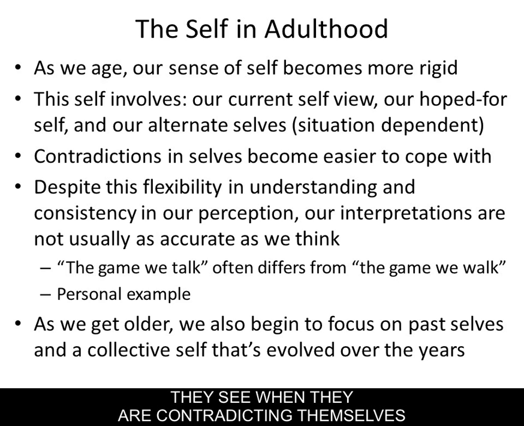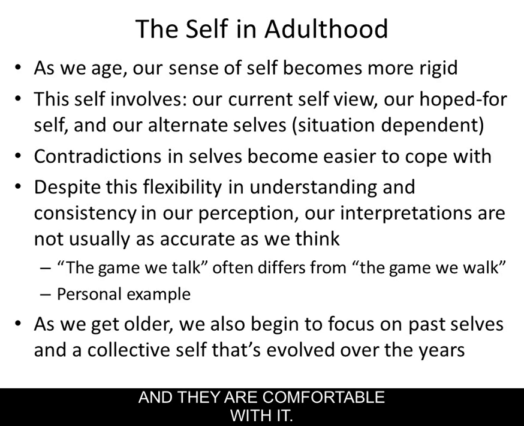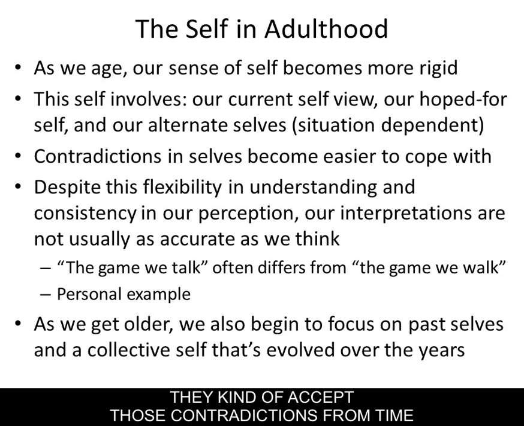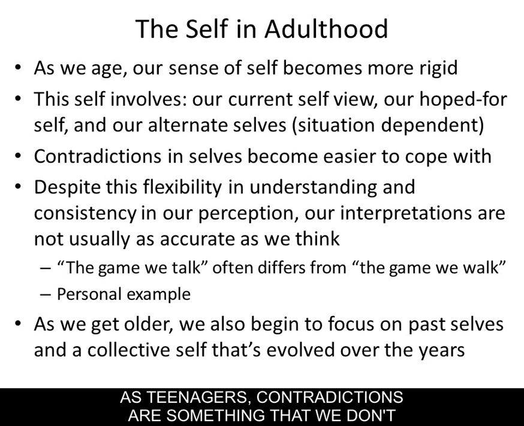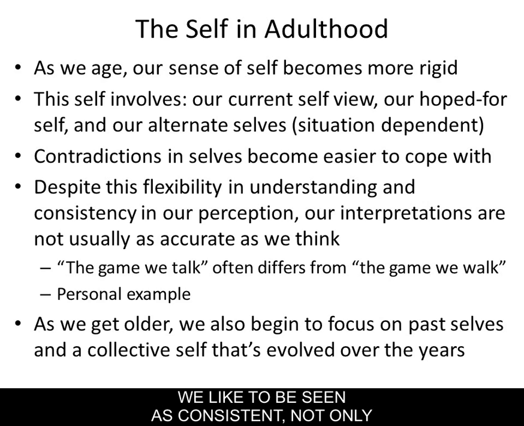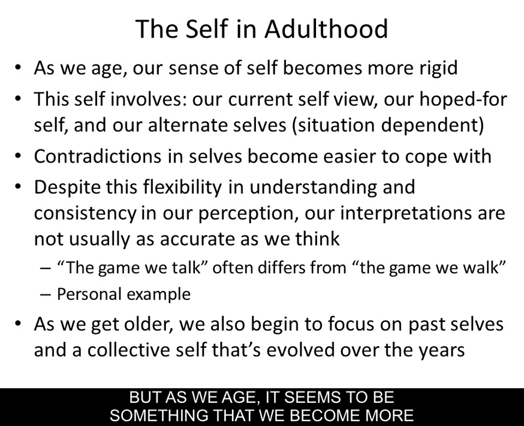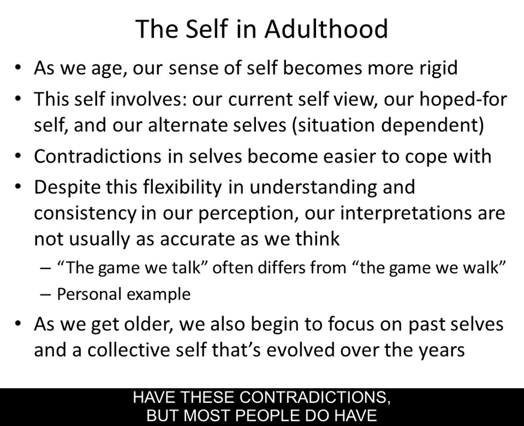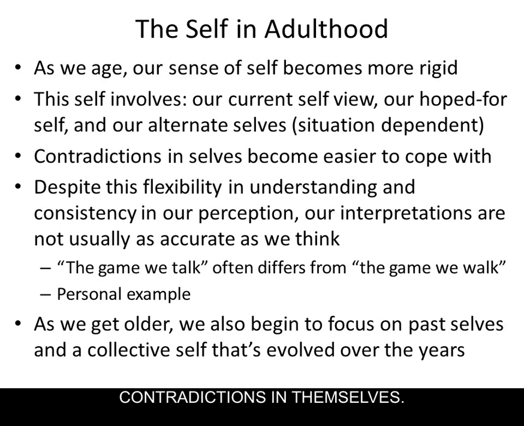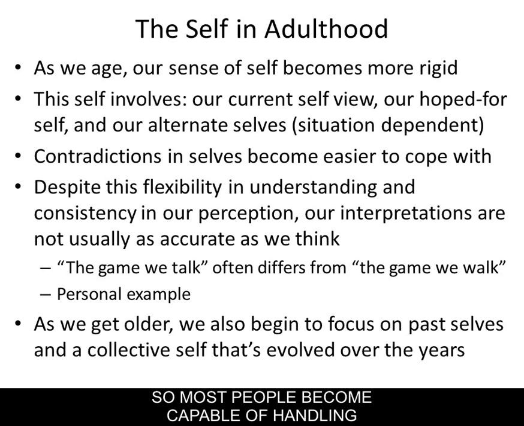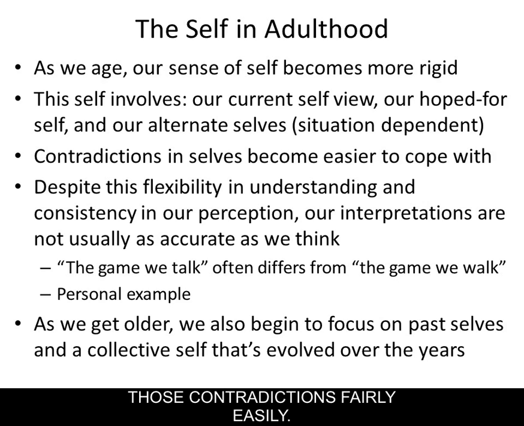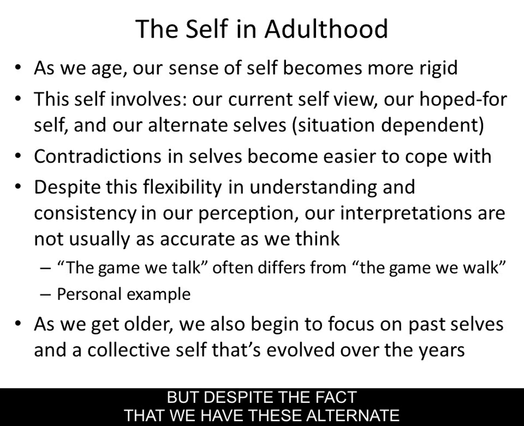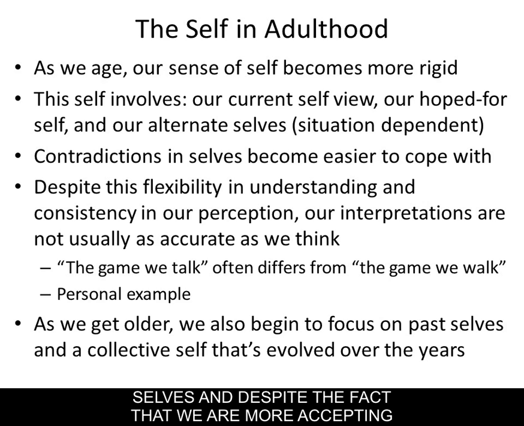They see when they're contradicting themselves, and they're comfortable with it. They kind of accept those contradictions from time to time. As teenagers, contradictions are something that we don't like to see. We like to be seen as consistent not only in our own mind, but with our friends. But as we age, it seems to be something that we become more comfortable with, even though not all people typically have these contradictions, but most people do have contradictions in themselves, and most people become capable of handling those contradictions fairly easily.